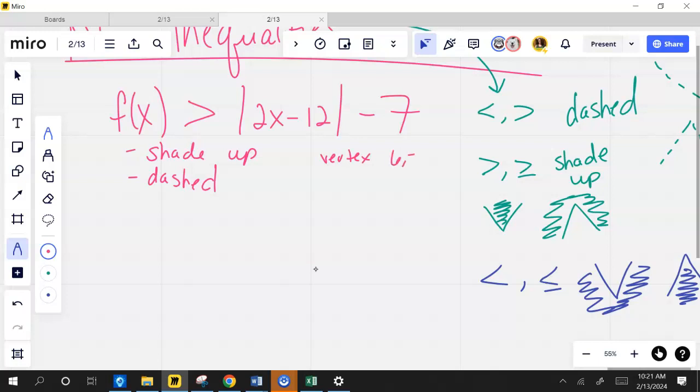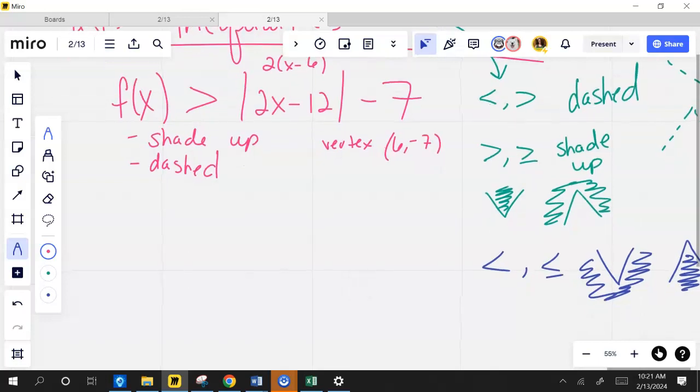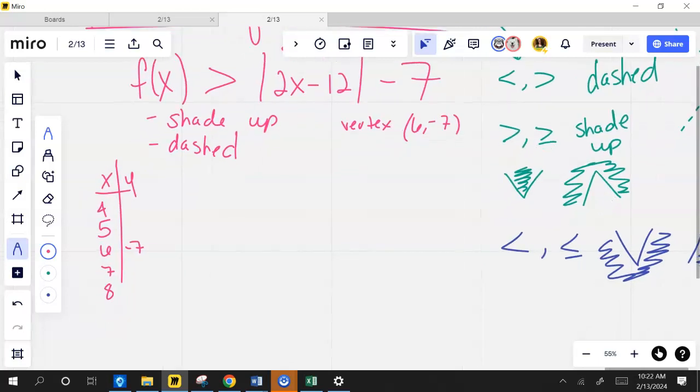Why? You got to take that thingy out. That's right. So 6, -7. So let's do it. I'm going to put 6 in the middle so it's a little bit easier for me to see that I'm going up and down. Find your other point. See what happens. I'm going to give you a second to do it.